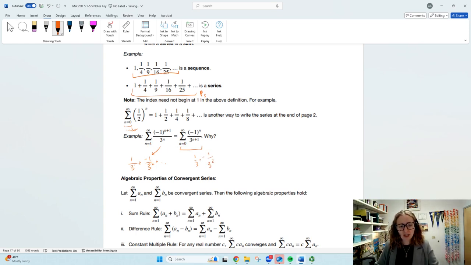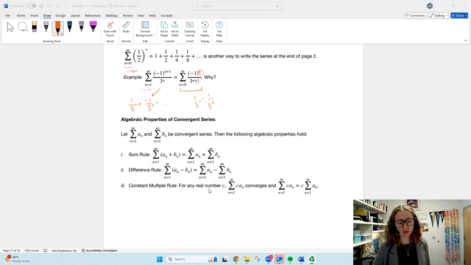So if I subtract 1 from my indexing, that means I am adding 1 into my exponent. And up here, it doesn't really matter because we just need to make sure that our first term is positive and our second term is negative. So that's how you can change your index. This is like a general rule of thumb.